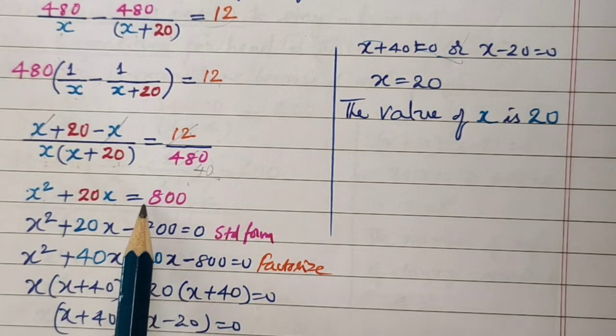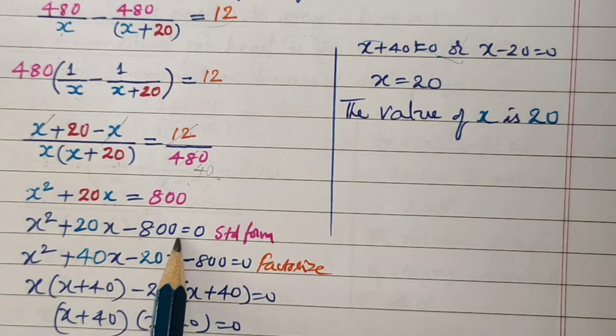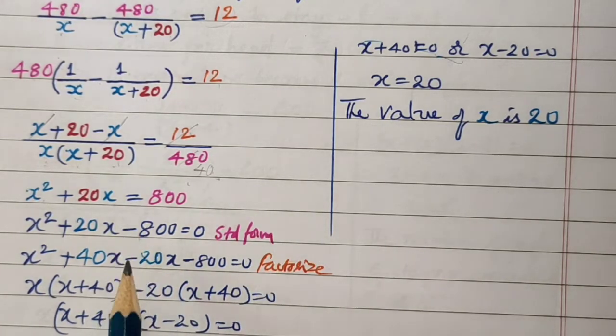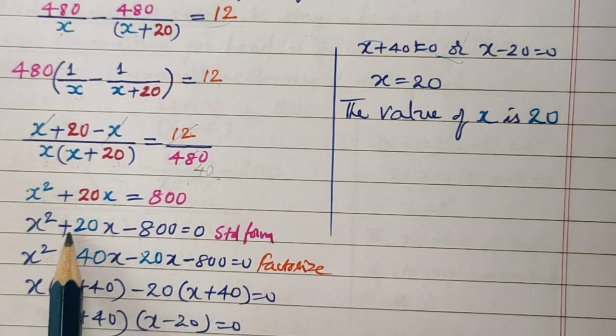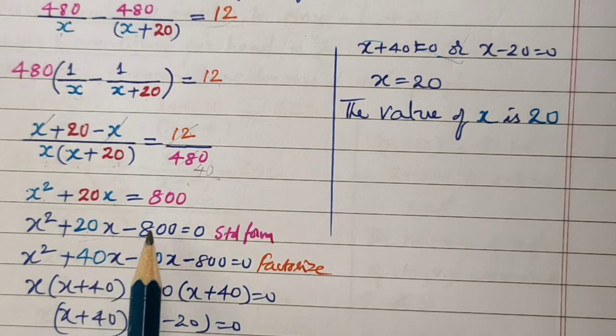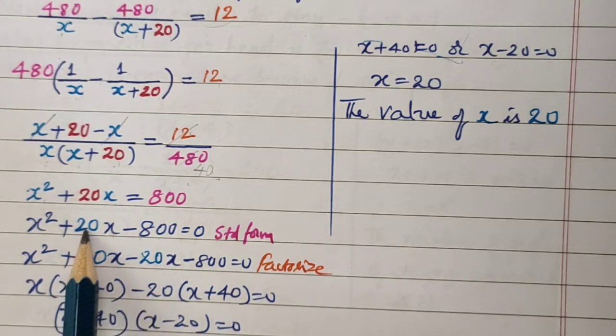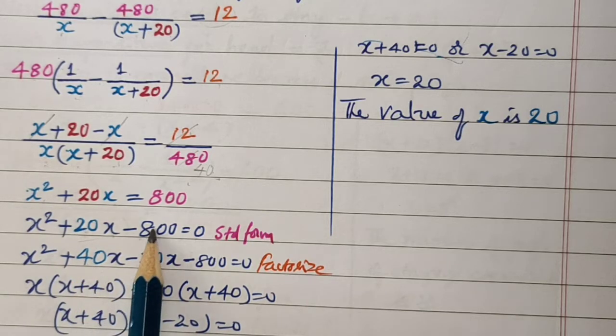Then bring this side, x square plus 20x minus 800 is equal to 0. This is in the standard form of quadratic equation. Then factorize, split 20 in such a way that when you add these two numbers, you should get 20. When you multiply those two numbers, you should get minus 800. 40 and minus 20 will give 20. 40 into minus 20 will give minus 800.